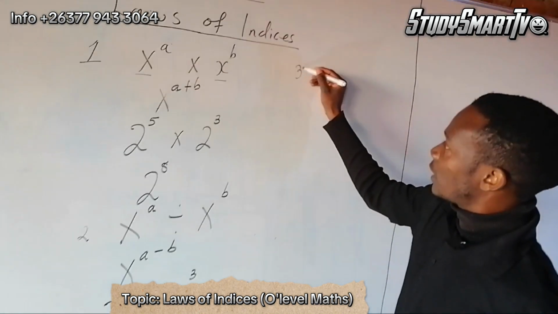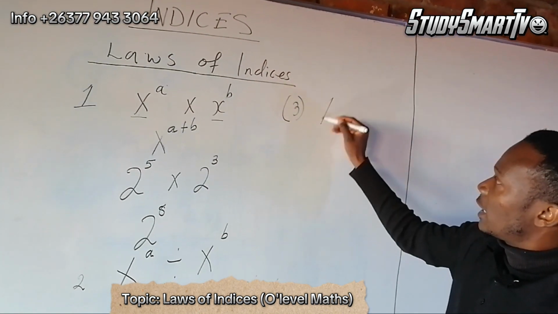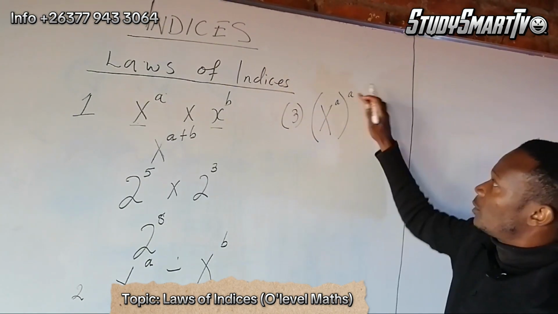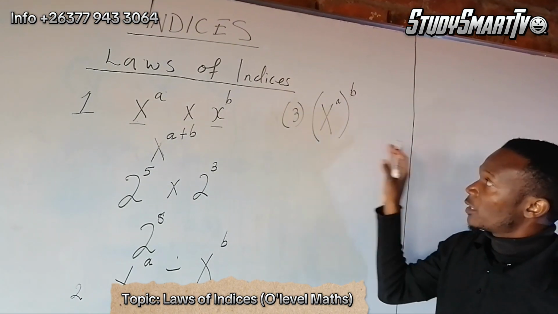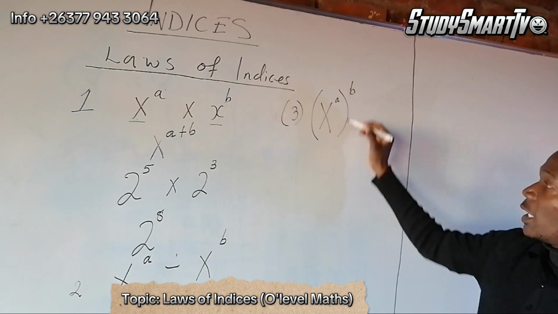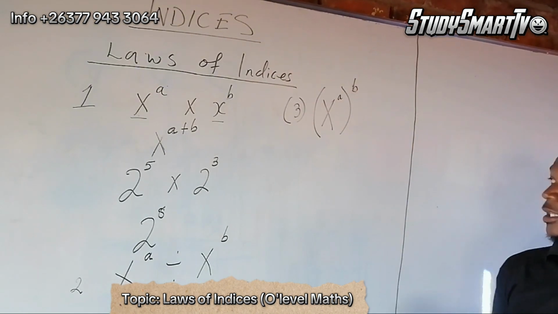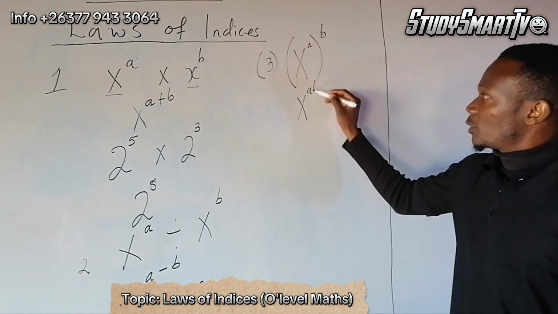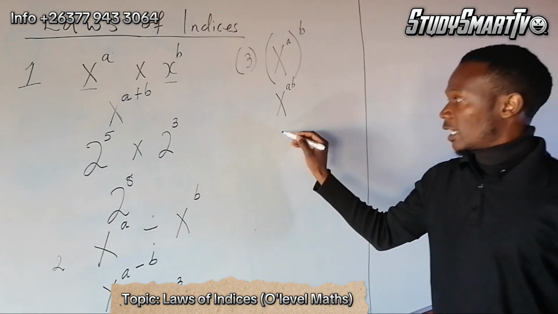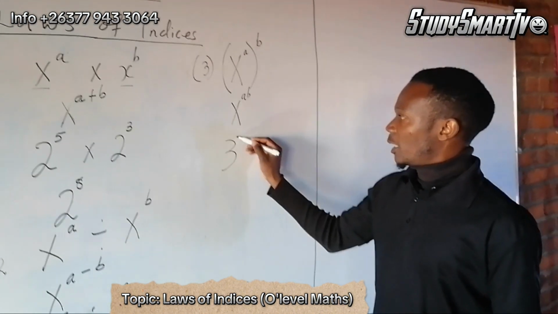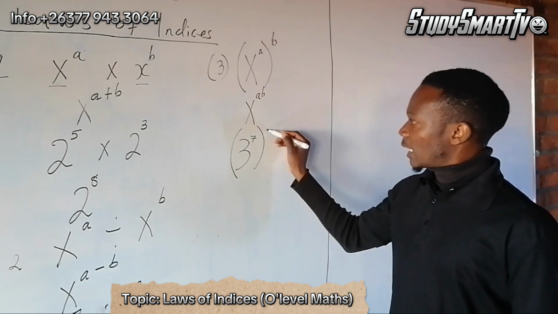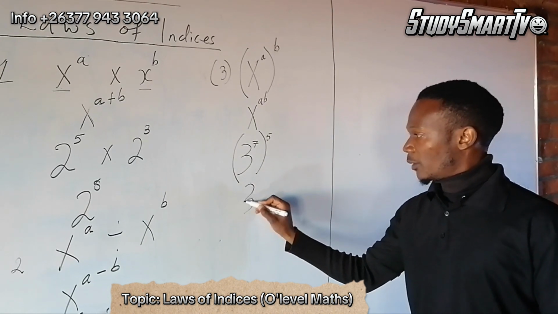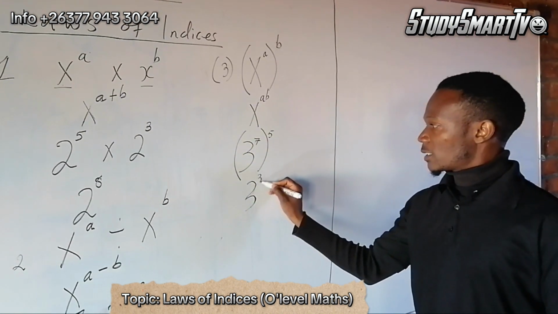Then we have law 3, which is when we have a number raised to a power and another power outside the bracket like this. This one is one of the easiest. What we simply do is multiply the powers. So in this case, this law will be simplified by saying a times b, which gives us ab. Looking at an example here, if we have 3 to the power 7 raised to another power 5, our answer here will be 3 to the power 7 times 5, which gives us 35.